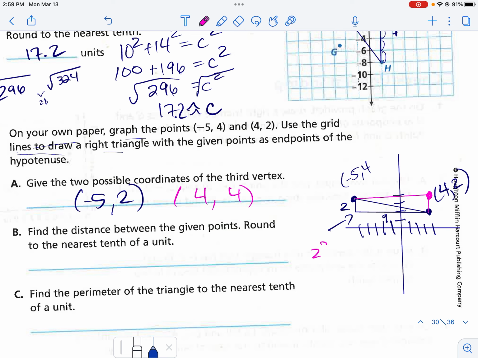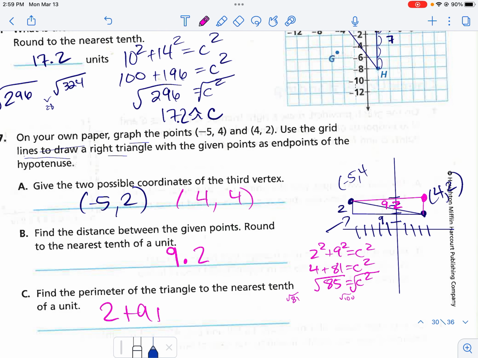So we already did 2 squared plus 9 squared equals c squared. So that's 4 plus 81 equals c squared. So that's 85 equals c squared. I take the square root of both sides. And that is between 81 and 100. I'm going to go closer to that, so 9.2-ish. Okay, so if that's 9.2-ish, perimeter is 2 plus 9 plus 9.2. So 18, 19, 20.2.